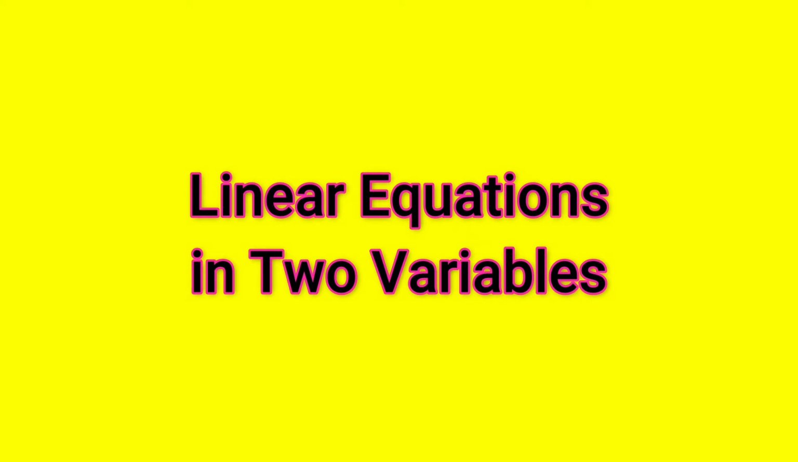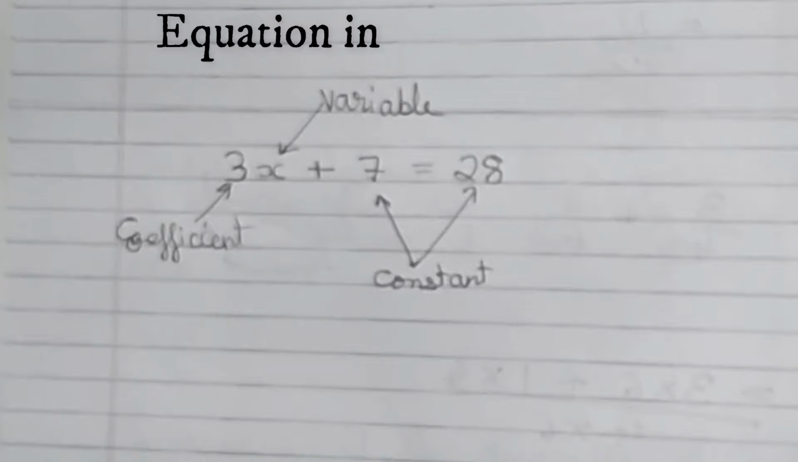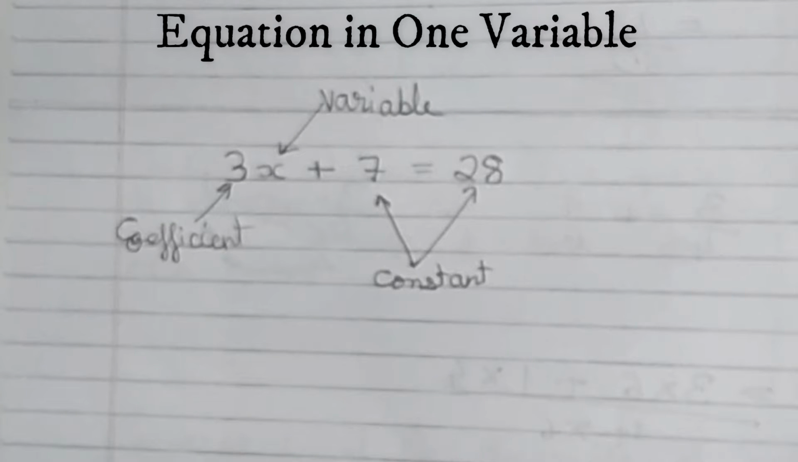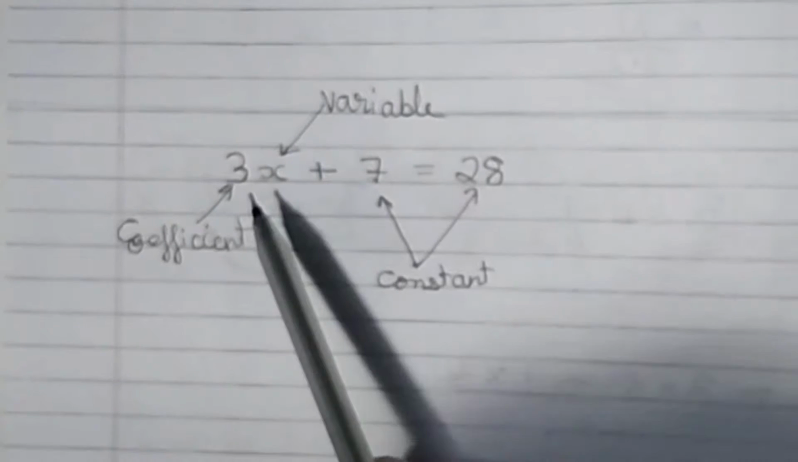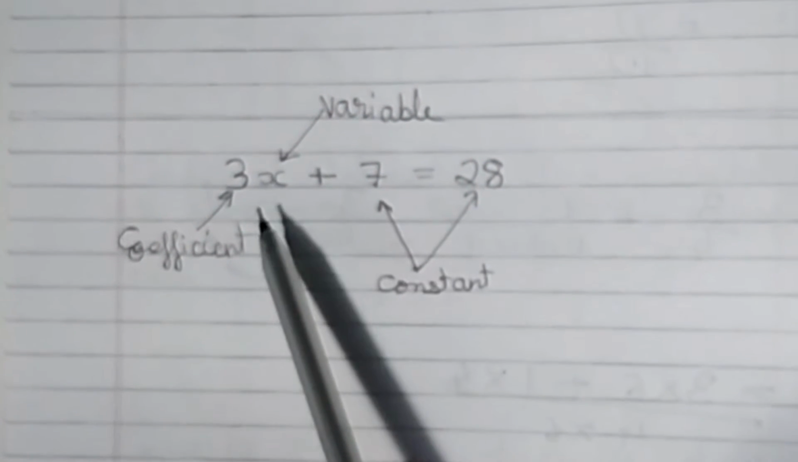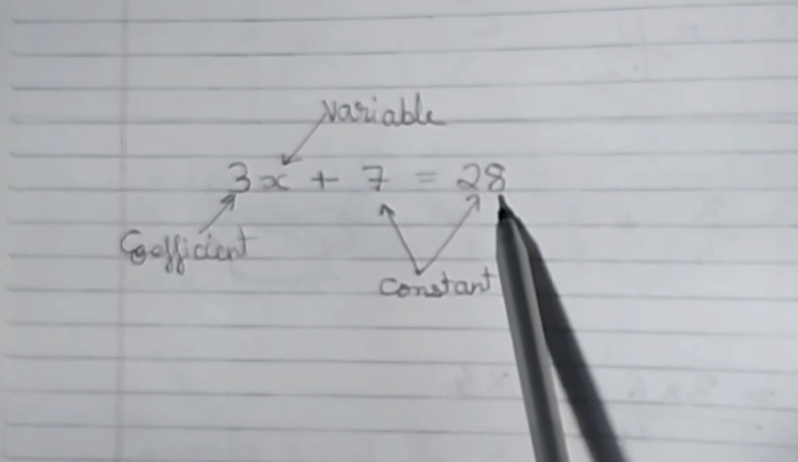Hello everyone, in this video we will see about linear equations in two variables. Before seeing what linear equations in two variables are, first we will see what an equation in one variable is. Now see this equation: 3x + 7 = 28.